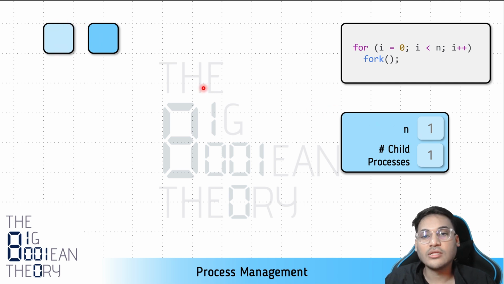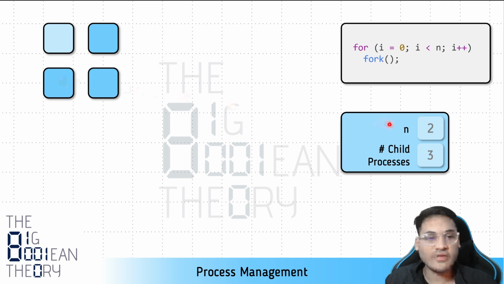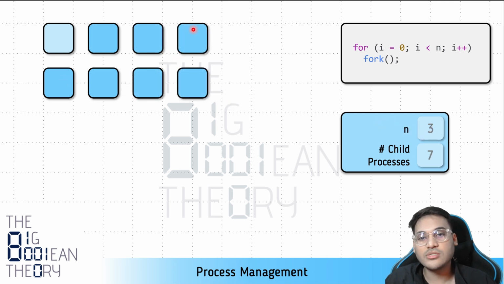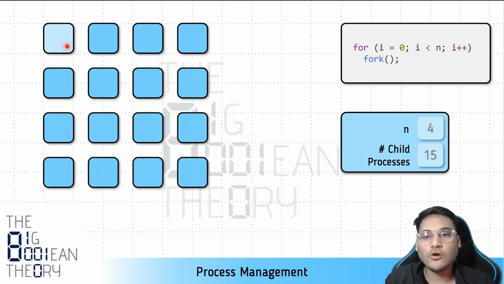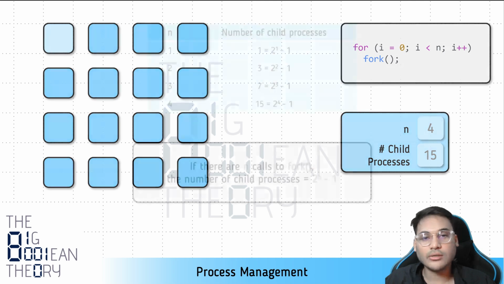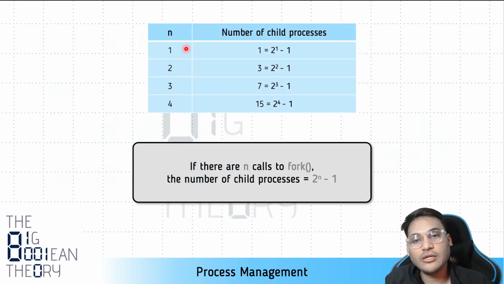If the value of n is 2, that is, if we have two fork statements, then the total number of processes doubles, that is, it becomes 4. If we had n equals 3, it again doubles, it becomes 8 from 4. So as you can guess, if the value of n is 4, then the total number of processes in the system will be double of 8, which is 16. And out of these 16, if we exclude the original parent process, then the total number of child processes will be 15.